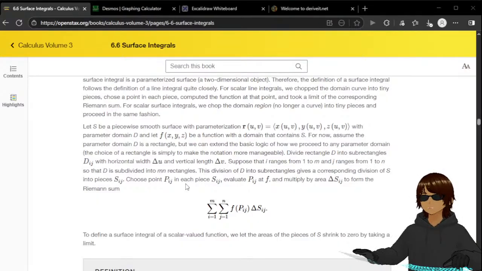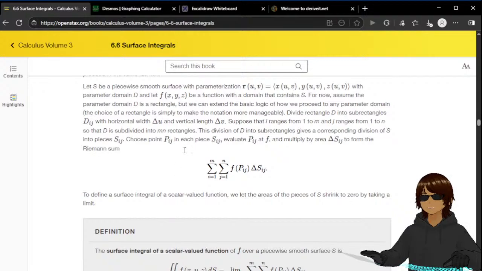Divide rectangle D into subrectangles Dij with horizontal width delta u and vertical length delta v. Suppose that i ranges from 1 to m and j ranges from 1 to n, so that D is subdivided into mn rectangles. This division of D into subrectangles gives a corresponding division of S into pieces Sij. Choose a point Pij in each piece Sij, evaluate f at Pij and multiply by the area of Sij to form the Riemann sum. So f(Pij) delta Sij.